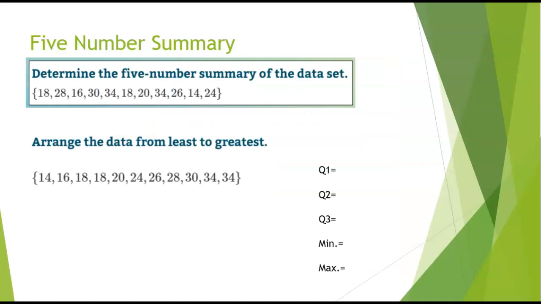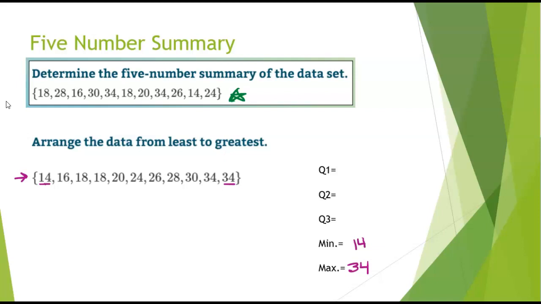So let's look at this data. We have these numbers here. It says find the 5-number summary. Well, the first thing I have to do is put the data in order from least to greatest. And to save us some time, I've already had it done here. Now we have to find the Q1, Q2, Q3, minimum and maximum. Well, let's look at the minimum. The minimum value is 14. So we can go ahead and put that down here. This is the easiest one to find. And the greatest number is 34. So those are the easiest ones to figure out.